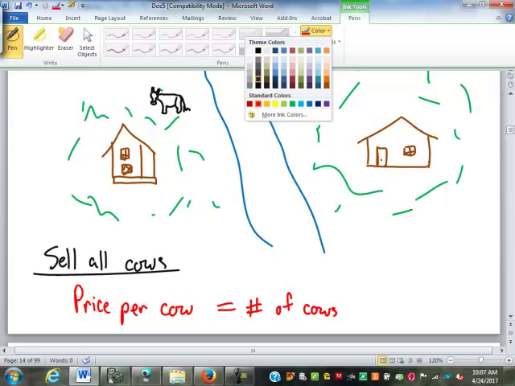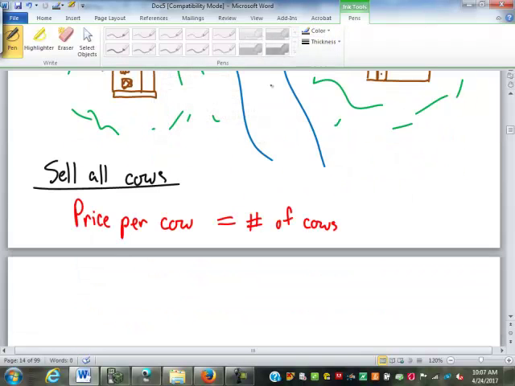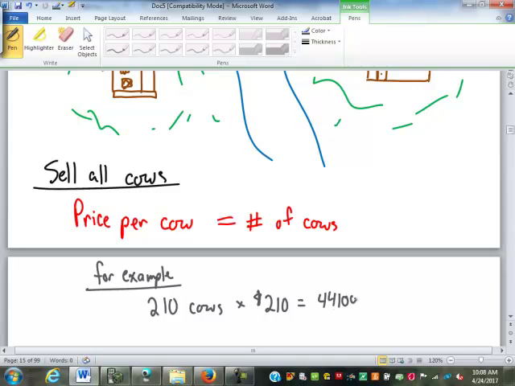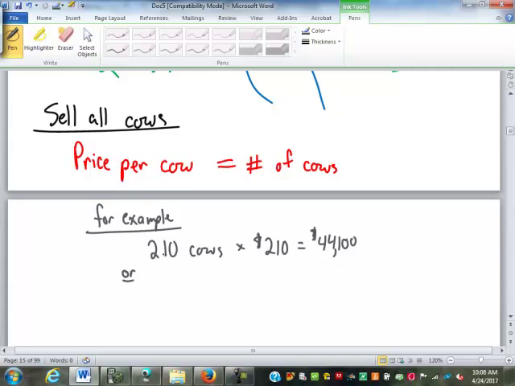So what that means, well, for example, if they had 210 cows, they got $210 each, which would have been $44,100. Or if they had 130 cows, they would have got $130 each, for a total of $16,900.